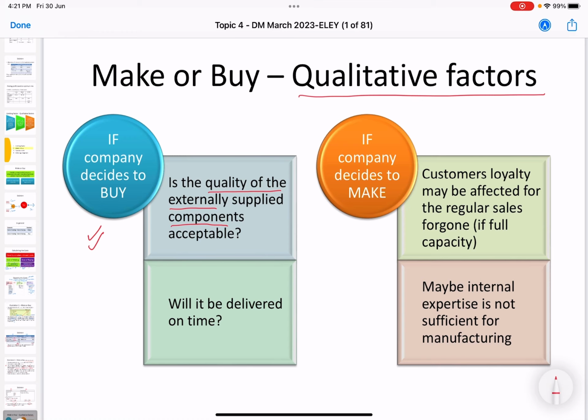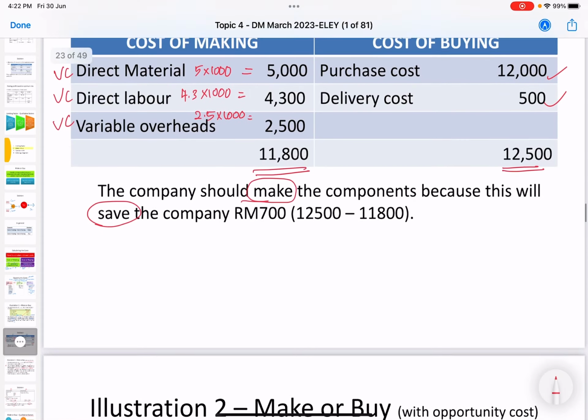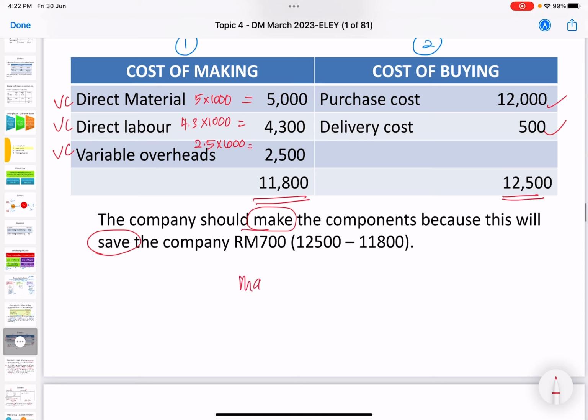Another thing is, if you buy from outside, what about the delivery time? Are they going to be able to deliver on time or not? So there are many more factors that relate to the decision to buy. Please look in any textbook or on the internet and put them in under your own notes. Now, for the first example just now, we said the company should make. So what are the qualitative factors to consider before the company finally decides to make?